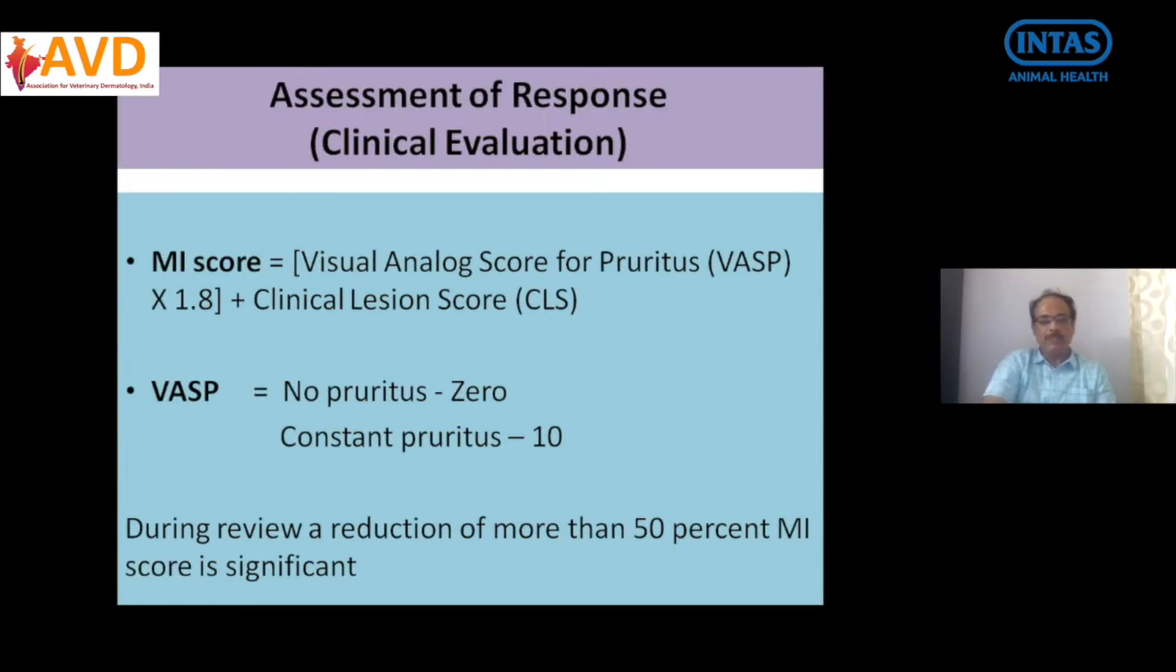Then in my students' PG work, the assessment of response or clinical evaluation was carried out by calculating an MI score, that is Malassezia index score, or a visual analog score for pruritus. The formula is visual analog score for pruritus into 1.8 plus clinical lesion score, and the maximum total will be 90. The visual analog score for pruritus ranges from 0 to 10 and is marked by the owner itself, so that will be a very vague figure. If it is highly pruritic, the owner can mark it as 10; if moderately pruritic, some 5; and if no pruritus, 0. That into 1.8 plus the clinical lesion score will give an idea about the MI score.